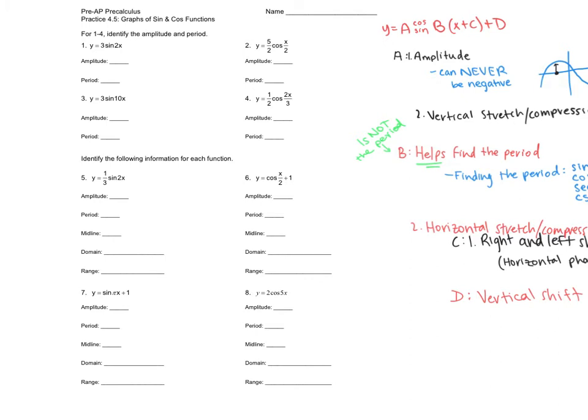Now let's go ahead and dissect our equation. Y is equal to 3 sine 2x. We know our a value is at the front. It's right before the trigonometry indicator, so it's either sine, cosine, secant, cosecant, and so on. Then we have our b value right after that sine or cosine.